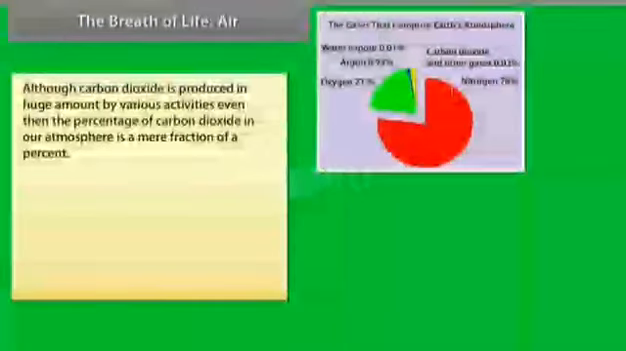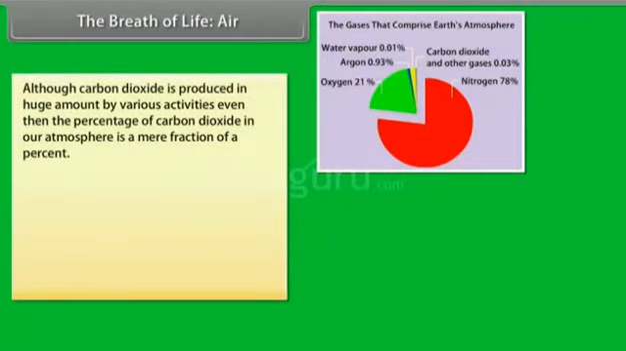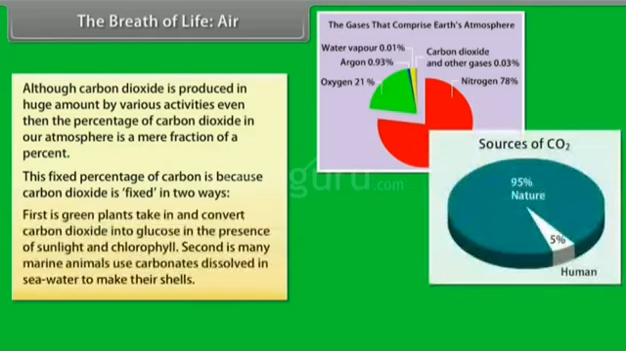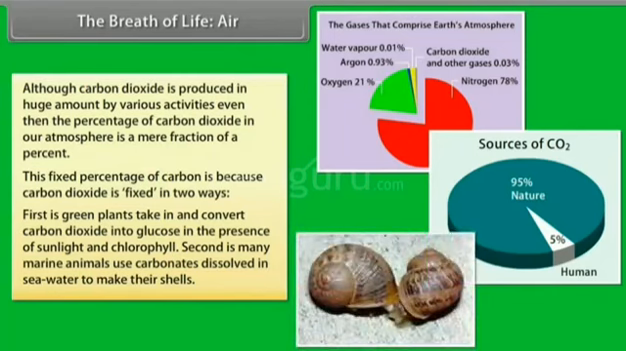Although carbon dioxide is produced in huge amounts by various activities, even then, the percentage of carbon dioxide in our atmosphere is a mere fraction of a percent. This fixed percentage of carbon is because carbon dioxide is fixed in two ways. First, the green plants take in and convert carbon dioxide into glucose in the presence of sunlight and chlorophyll. Second, many marine animals use carbonates dissolved in seawater to make their shells.